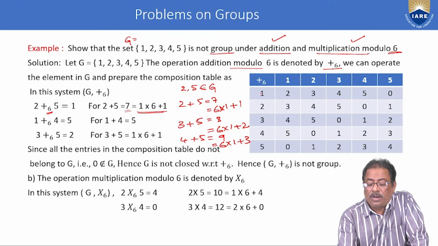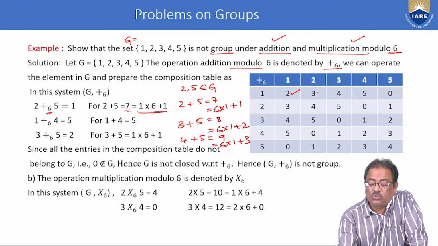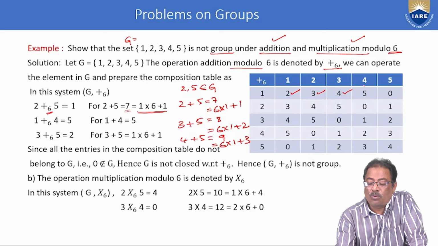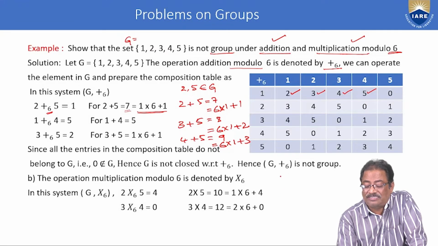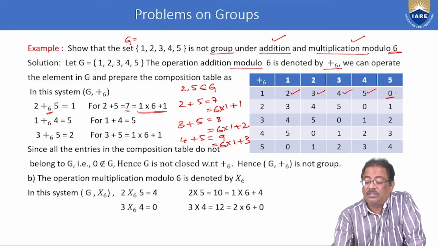See here, 1 plus 1, so I am going to get 2. 2 is lesser than 6, so I am just taking 2 alone. Next, 1 plus 2 is 3, which is lesser. 1 plus 3 is 4, which is also less. 1 plus 4 is 5, also less. 1 plus 5, I am going to get 6. If I divide 6 by 6, 6 minus 6, I am going to get 0. So I am going to take it as 0.